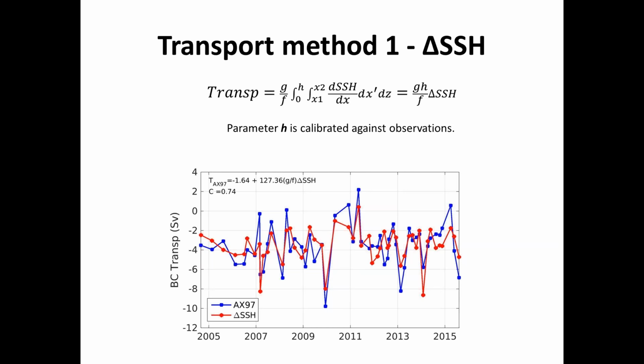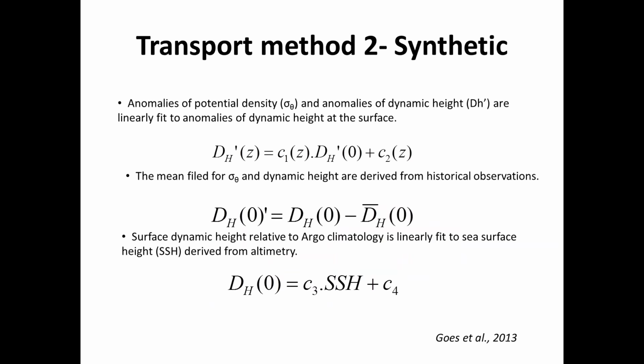Using this method, we get pretty good agreement between the transport estimated just using sea surface height and the true transects, with an h of about 130 meters depth. Another method, and I'm not going into much detail, is a synthetic method that a lot of us use, where the dynamic height anomalies are related to the dynamic height anomaly at the surface. Then we add the mean dynamic height to get the total dynamic height, and regress that to sea surface height, so we can go from dynamic height to surface height at depth.